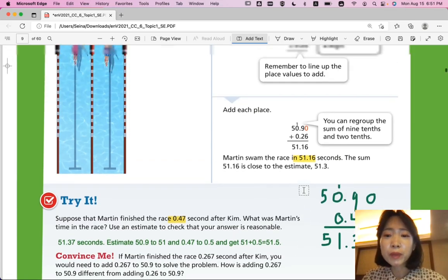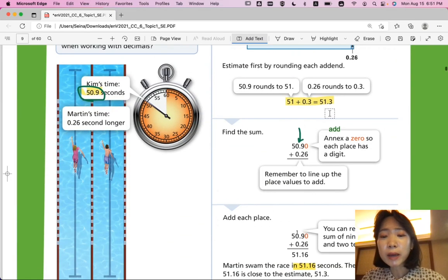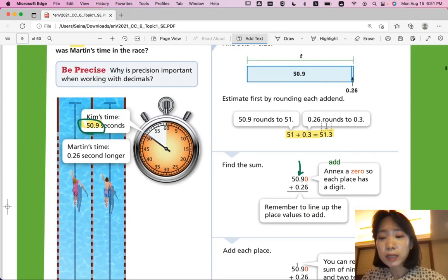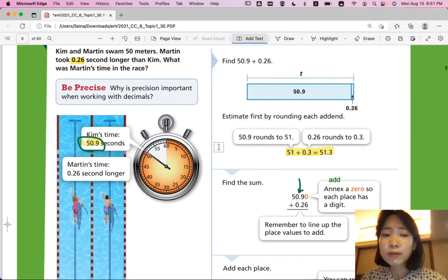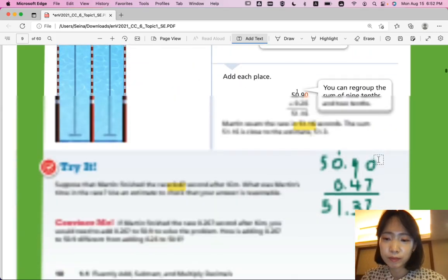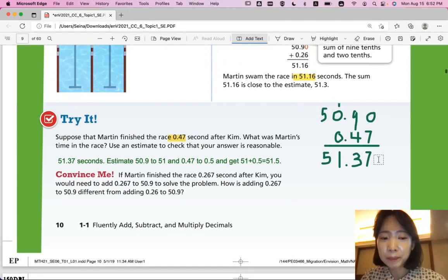Okay, so here, why did we estimate 0.26 to 0.3 instead of 0? Because 0 means no seconds, right? In this problem, our decimals are very precise, so you have to round up to the decimal place. So 0.26, you can round it up to 0.3 to the tenths place. Okay?